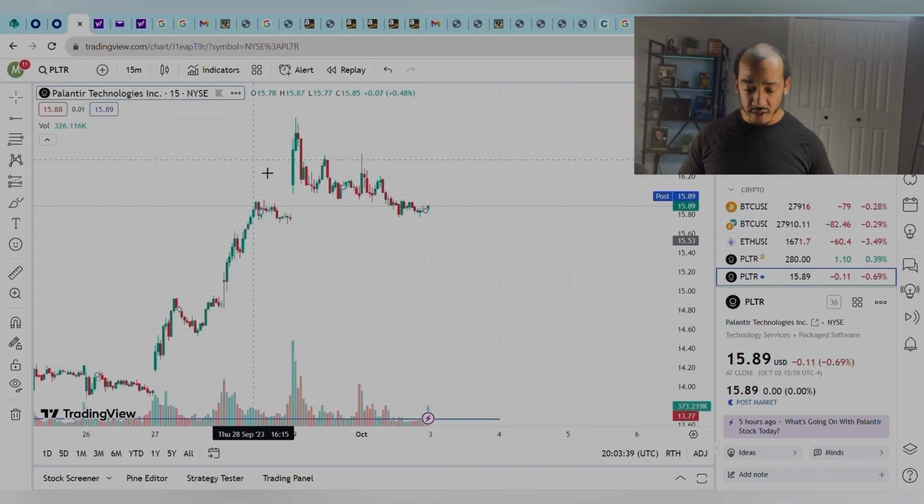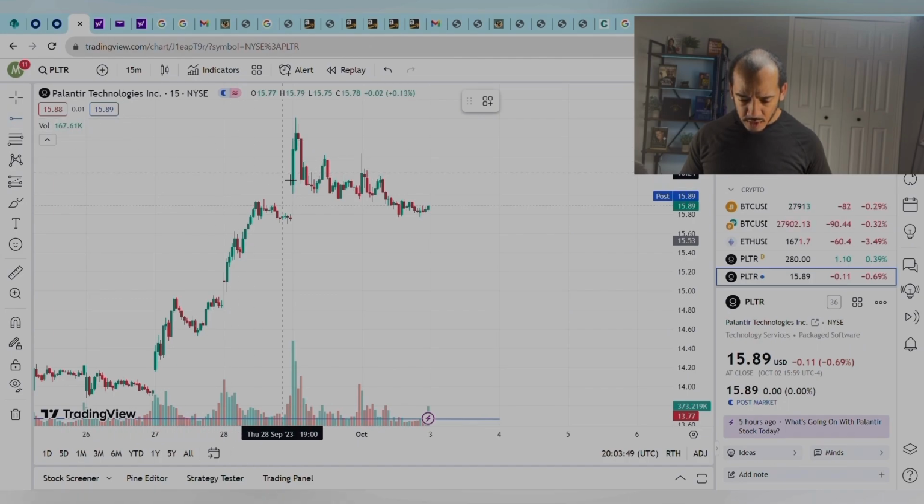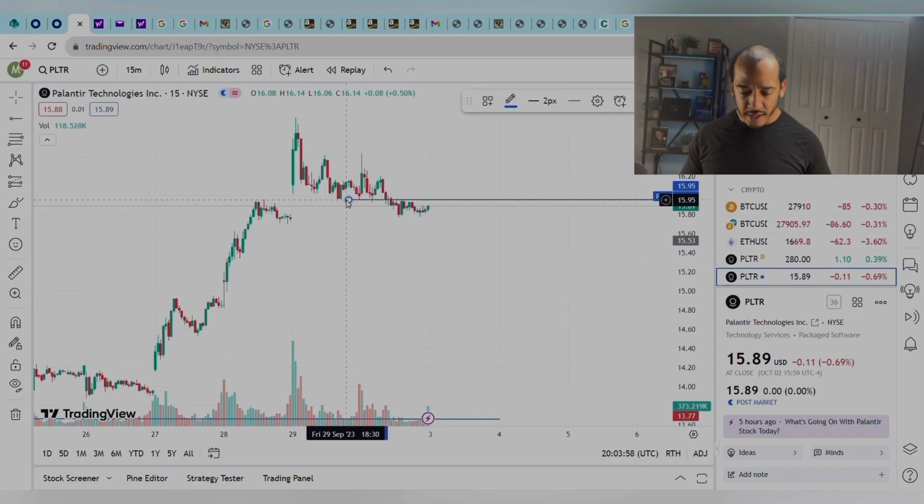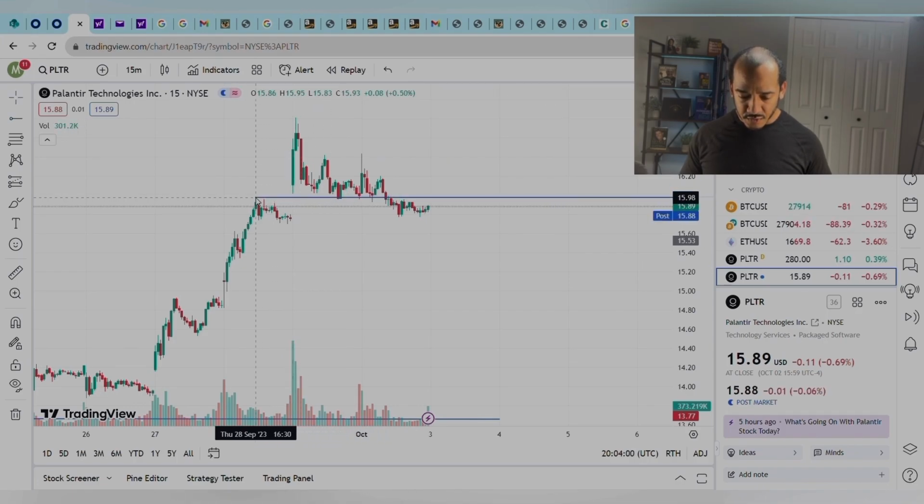All right, so my first example I'm gonna show y'all is Palantir. I'm gonna show y'all the support and resistance levels. So on Palantir, it looks like we have support right up in this area. As you can see, every time the stock went down to this level, it kind of came back up. And as far as resistance, I'm giving this resistance right here. Every time it touched that area, it came back down.